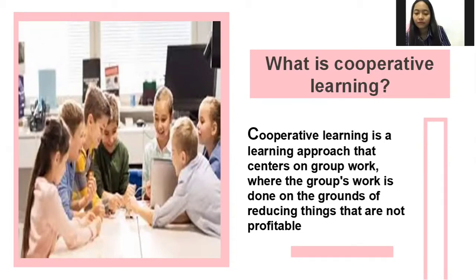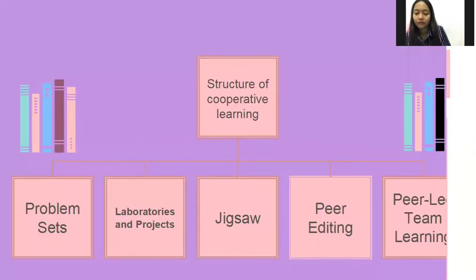The next is about structure. According to the same source, cooperative learning has 5 structures. Namely, the first is problem sets. Students complete a large amount of their homework in a group. The second is laboratories and projects. Work related to laboratories and projects is always done in a team unless the value taken is individual.